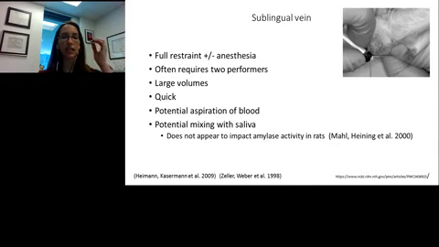So saliva contains several enzymes that actually start the digestive process. So you might be worried about that as far as sample quality. But there was at least one paper I found that looked at sublingual blood collection, at least in rats, and it did not seem to impact amylase activity in the blood sample that was collected. So potentially that's not a huge concern.